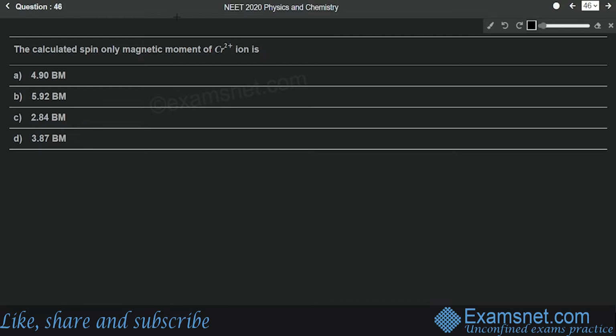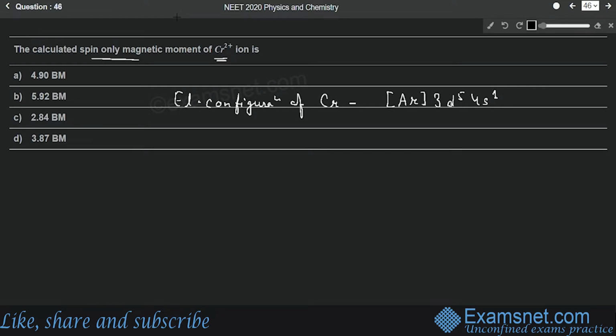The first question is from the chapter D and F block elements, and the question is: the calculated spin only magnetic moment of Cr2+ ion is. Okay. So first let's write down the electronic configuration of chromium atom. Electronic configuration of chromium atom is the electronic configuration of argon plus 3d5 4s1.